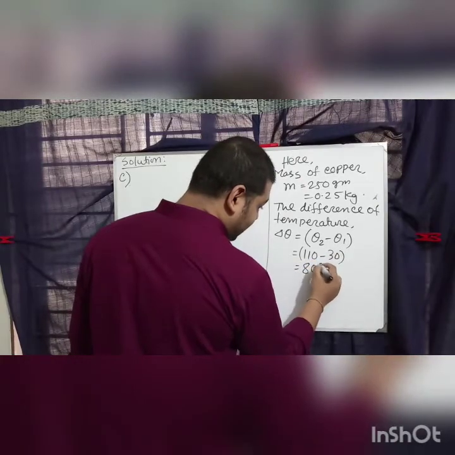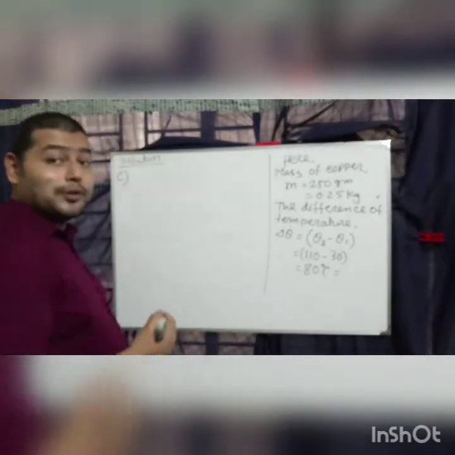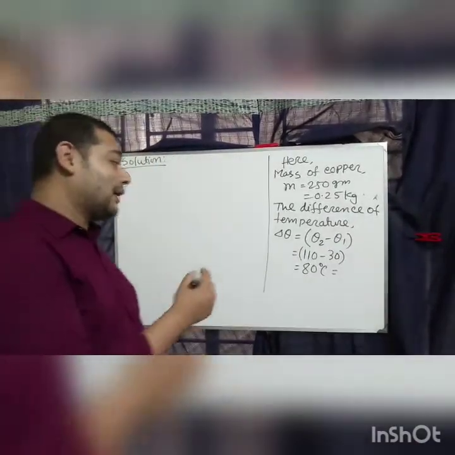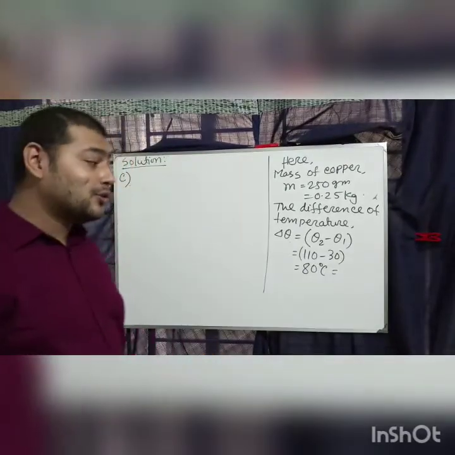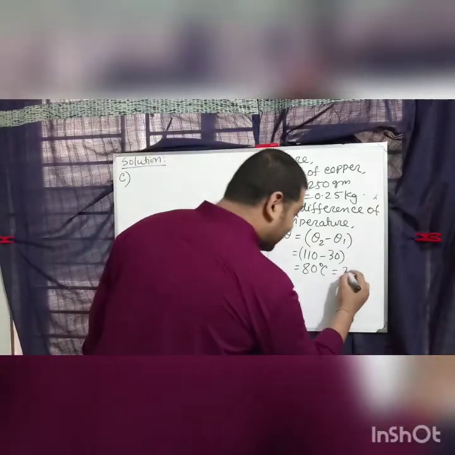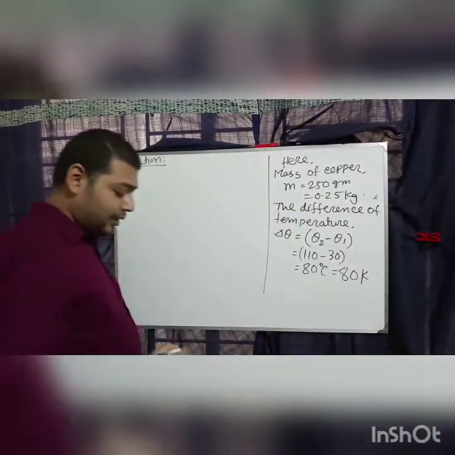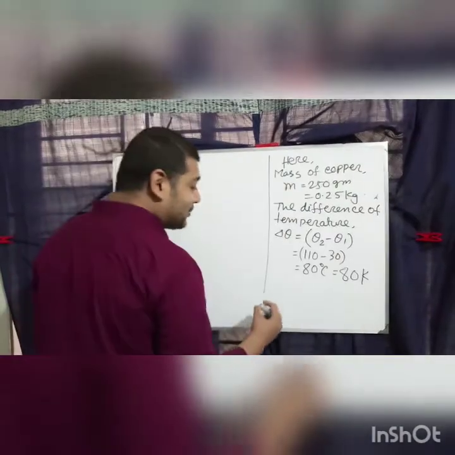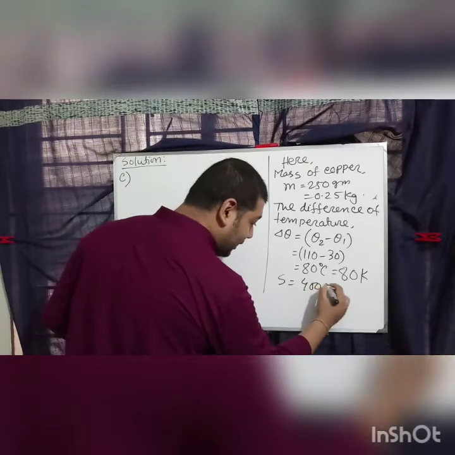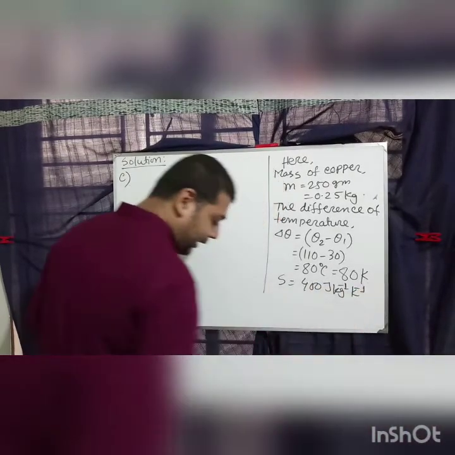equal to 80 degrees Celsius. Because this is the difference of temperature, we know that the difference of temperature in Celsius scale is equal to the difference of temperature in Kelvin scale. So we can write 80 degrees Celsius equal to 80 Kelvin. And here the specific heat of copper is equal to 400 joule per kg per Kelvin.